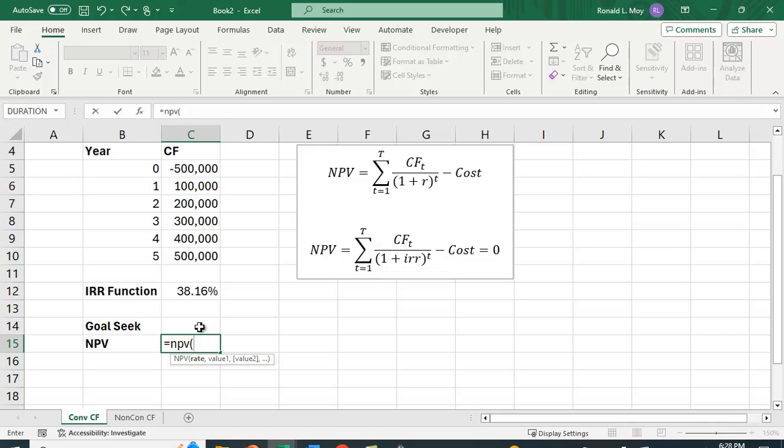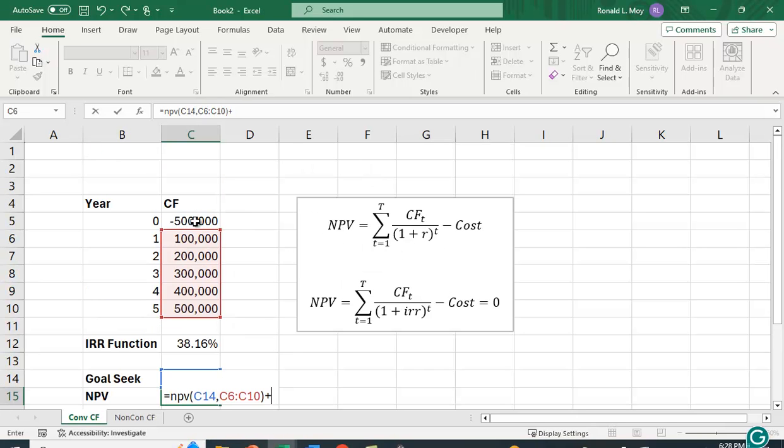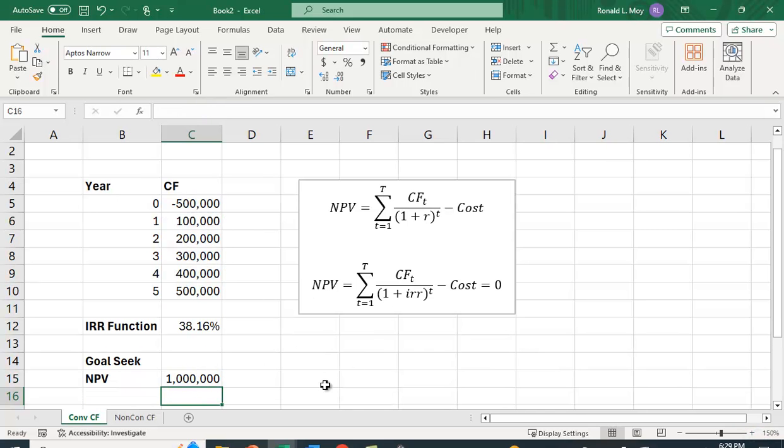So the rate is going to be right here where GoalSeek is. The values are going to be these cash flows, and then we're going to subtract out the cost. In this case, it's going to be negative because we already have a negative number here, so we just have to add that here. So it turns out that this is going to be 1 million if the interest rate is zero. Now let's see what GoalSeek does.